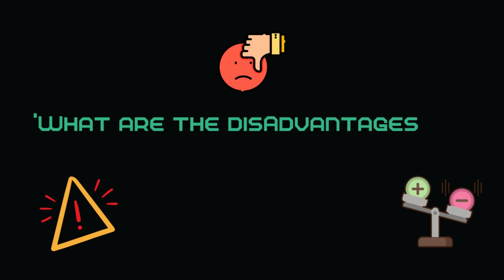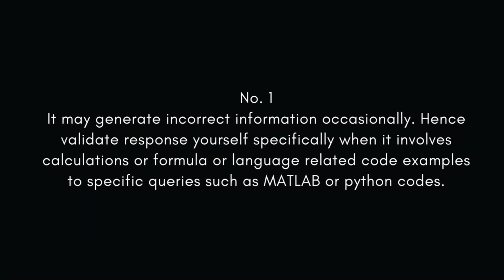Drawbacks or disadvantages of ChatGPT. Following are the drawbacks or disadvantages of ChatGPT. It may generate incorrect information occasionally. Hence, validate the response yourself, specifically when it involves calculations or formulas or language-related code examples for specific queries such as MATLAB or Python codes. It can be manipulated to violate the policies and restrictions that have been enforced on it by using cleverly thought responses.